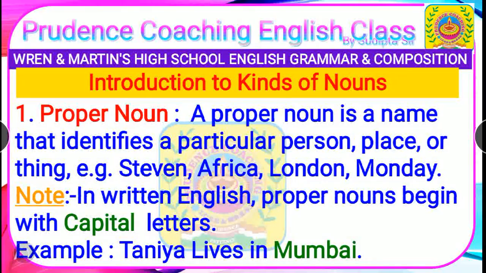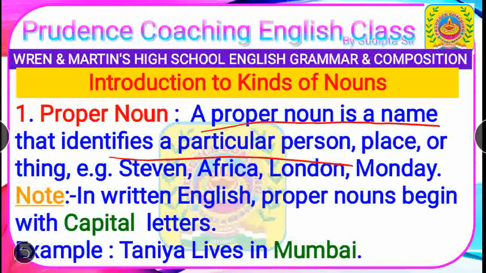Number 1 is proper noun. A proper noun is a name that identifies a particular person, place, or thing. For example, we can say Stephen is the name of a person, Africa is the name of a continent, London is the name of a capital, that is the capital of UK, and Monday is the name of a day.